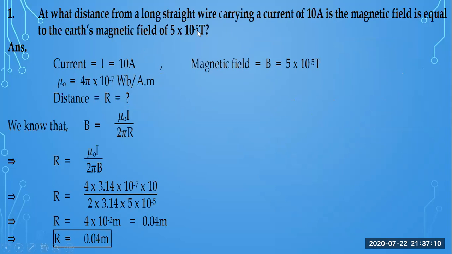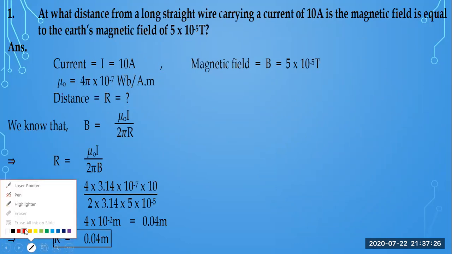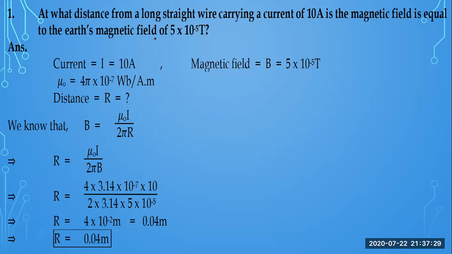At what distance from a long straight wire carrying a current of 10 ampere is the magnetic field equal to the Earth's magnetic field of 5 multiplied by 10 to the power minus 5 Tesla? So this is the problem.